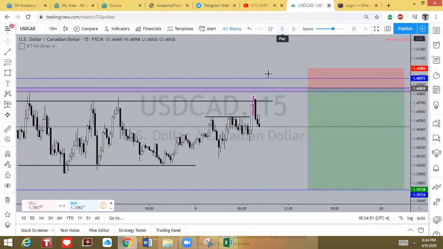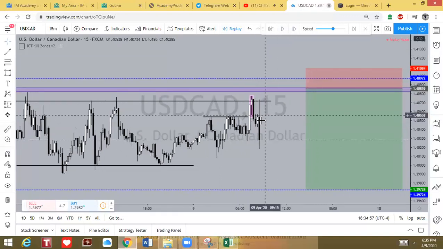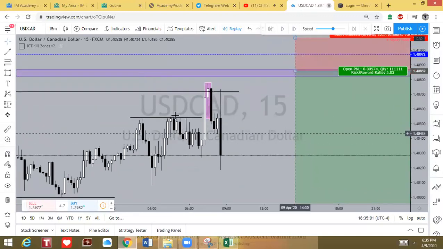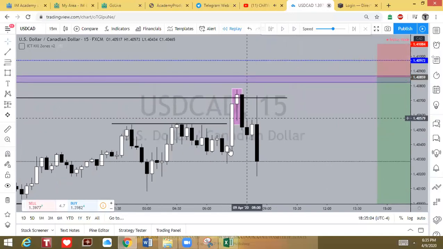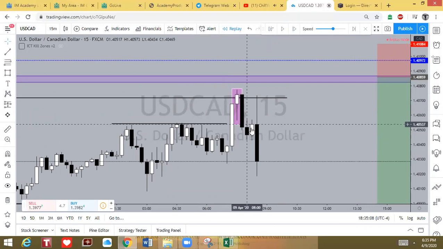Now, what time is this? 7:30. So that's an hour before news. So see how that news candle, right? What they did here is move the market up prior to news, showed their move.